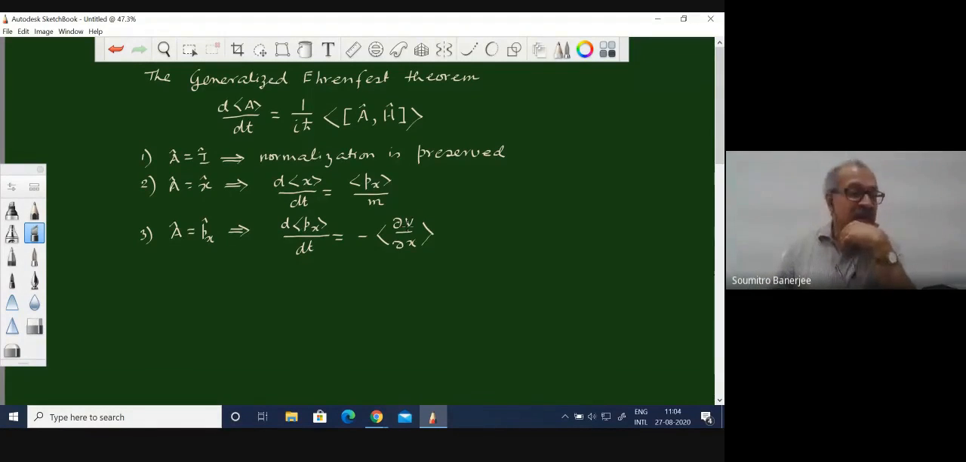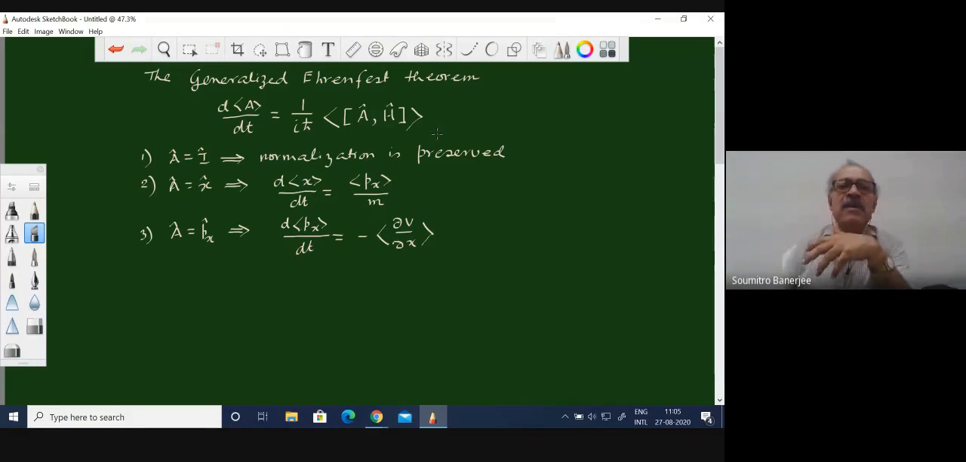Okay. So effectively, this equation tells us that if there is any variable whose corresponding operator commutes with the Hamiltonian, then the left-hand side essentially means its expectation value will remain constant. d/dt is the rate of change of the expectation value, and 0 essentially means that this will remain constant. So effectively, anything that remains constant, invariant in a system, is normally obtained from the generalized Ehrenfest theorem.